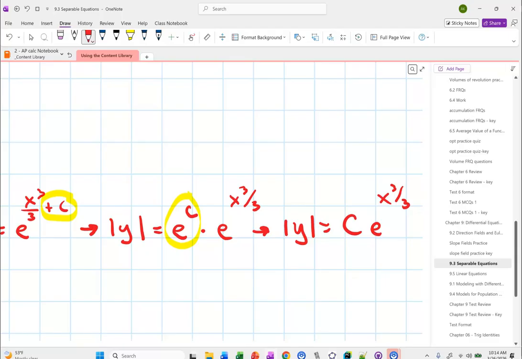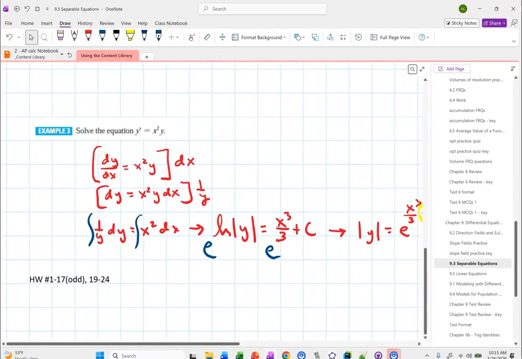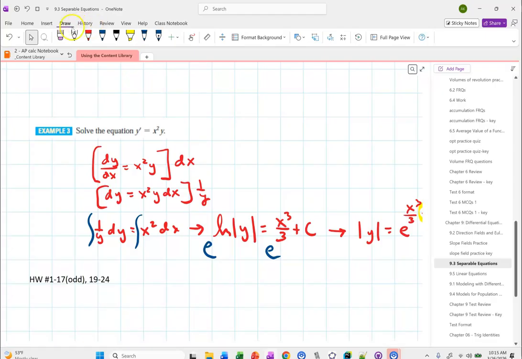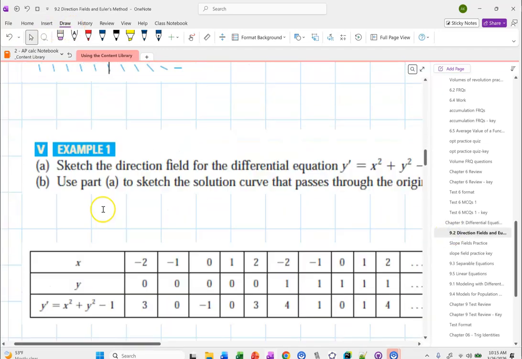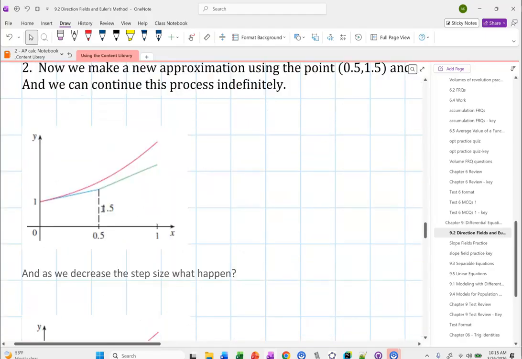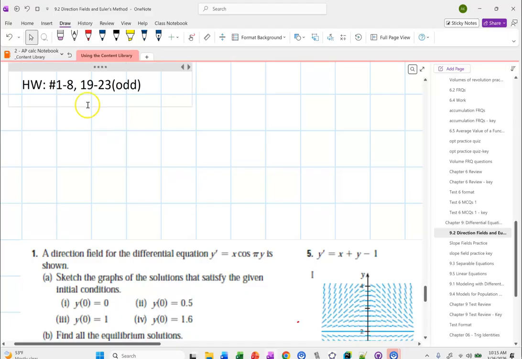All right, we're stopping here. It's 2 sections in one day. I think that's plenty. So the homework for 9.3 and 9.2: 9.3 is 1 through 17 odds, and then 19 to 24. And then 9.2 was just odds here. I think 1 through 8, and then 19 to 23 odd.